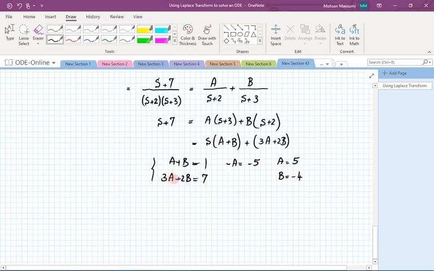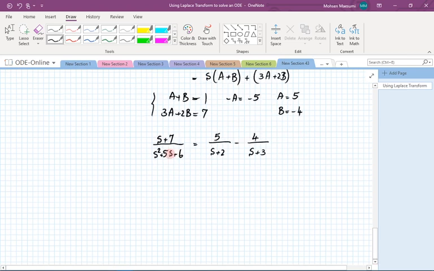We might as well double check here to make sure we are not making any mistake. 3 times A is 15. Twice B is minus 8. When you add them, you do get 7. So this pair of numbers satisfies both equations, and we are happy about that. So (S plus 7) over (S squared plus 5S plus 6) broke up into two pieces: 5 over S plus 2 and 4 over S plus 3.